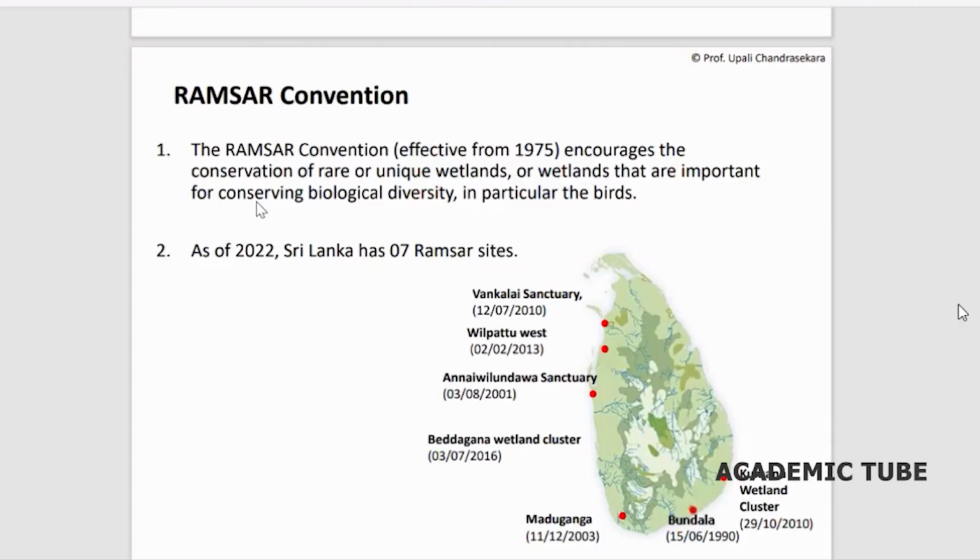Now, as of 2022, as of today, we have 7 Ramsar sites, globally accepted, 7 Ramsar sites in Sri Lanka. Those sites are shown in this map of Sri Lanka. You see, all these sites are located in the coastal regions where the wetlands can be found. Right? You don't need to memorize these dates. But I have given this information for your knowledge.